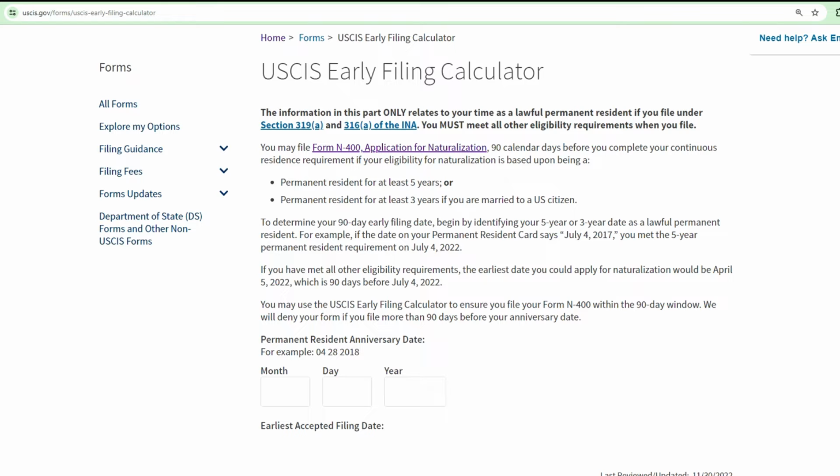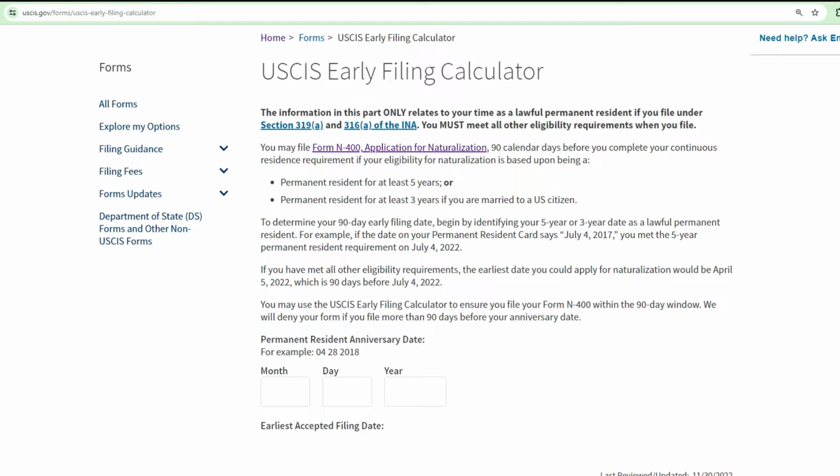So before you apply, you should ensure that you are 90 days or less from being eligible to apply for naturalization. Even if you apply one day too early, USCIS will reject your application. And also be aware that 90 days is not the same as 3 months. 3 months can have anywhere from 89 to 92 days. However, the USCIS requirement is 90 days.